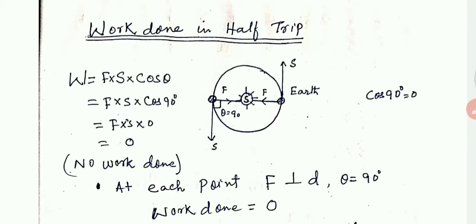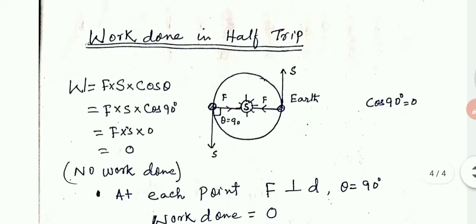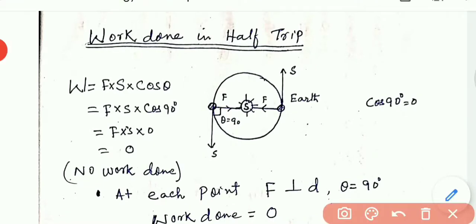Look at this. In this video, we will discuss work done, and today's topic is work done in a half trip. Look at this. In the previous video, we discussed work done when a body is moving in a circular path. And we know in a circular path the displacement, that is s, equals 0.